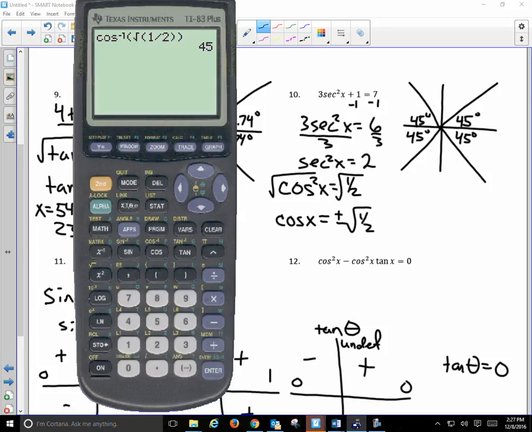So what's my first angle? Second angle, I'll take 180 minus 45. Anybody know what that is? 180 plus 45. And 360 minus 45, 315. So not too much different, is it?